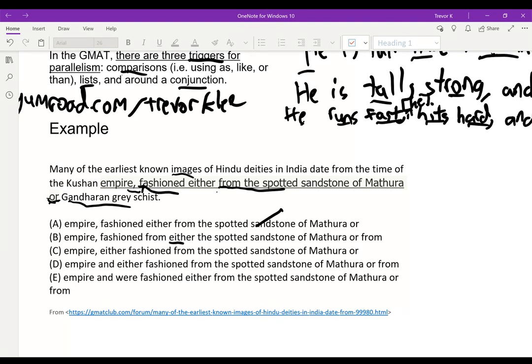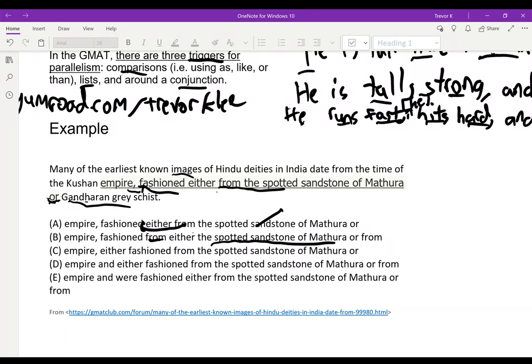And here it doesn't make sense because it's fashioned from, and then I set up my link from either the spotted sandstone of Mathura. This should actually just go fashioned from the spotted sandstone of Mathura or Gandharan gray schist. Because the either is serving the same function as the or. So the spotted sandstone of Mathura should just go straight to Gandharan gray schist. That would be my best parallelism there. And that's because I've moved this from to here.